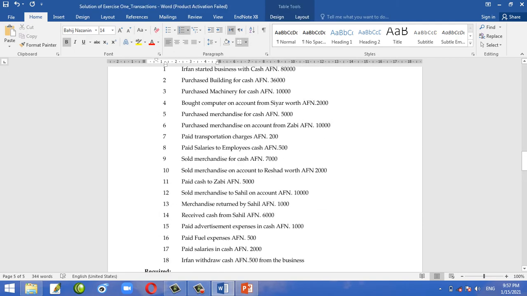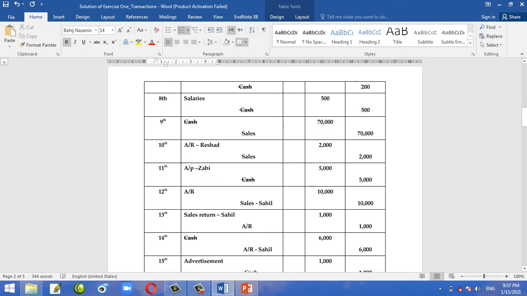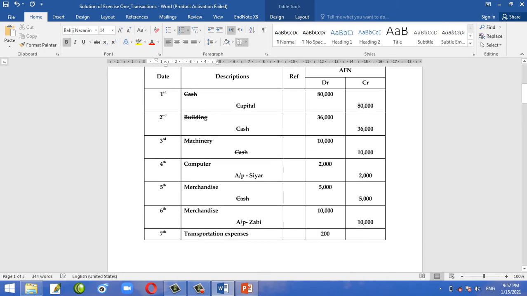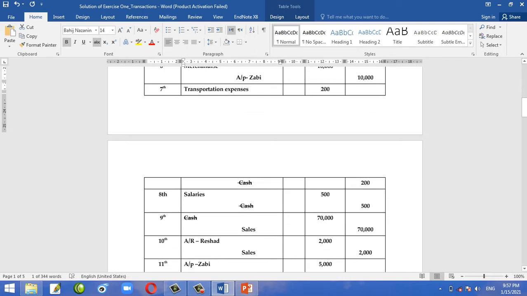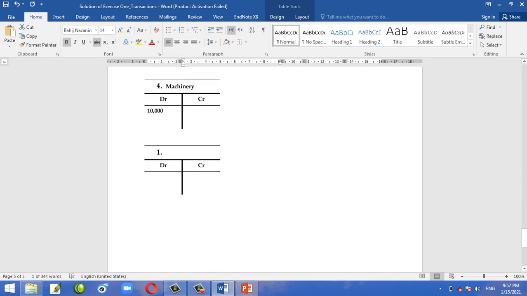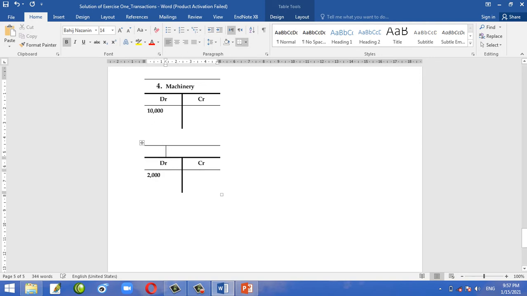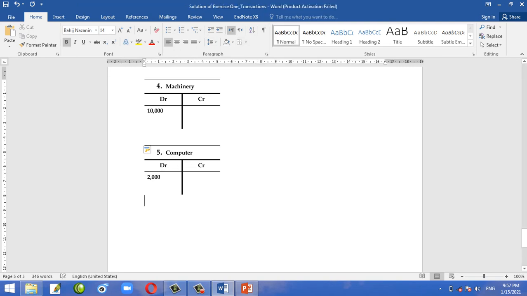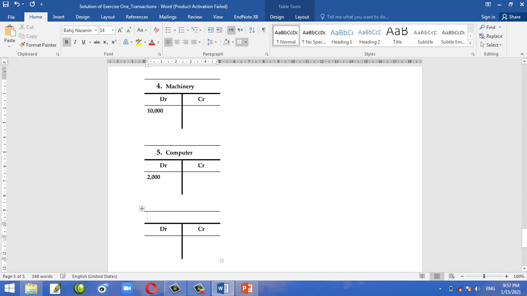Now come to computer. You can write computer. How much? 2,000. You can write 2,000 Afghanis on the debit side. You can write here the fifth one is computer. The next one, the sixth one, is account payable.